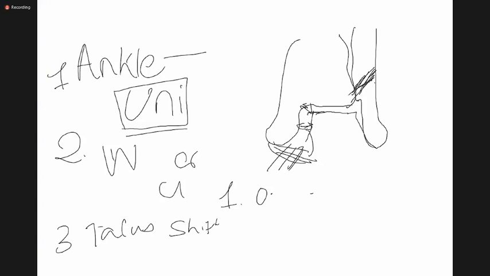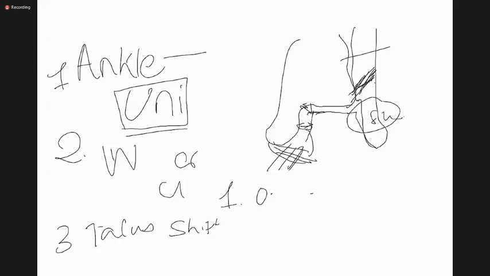Number 2, yeah, is it a Weber A? If it is a Weber A, it is potentially stable. Weber B may or may not be stable. Weber C is unstable, and therefore it needs operative intervention. Because if it does not look displaced, with time it may displace.